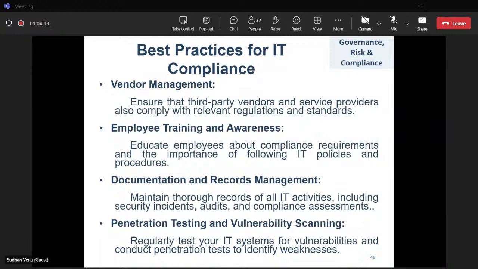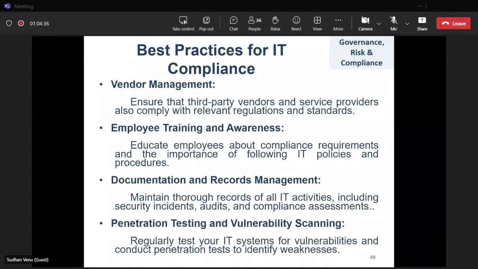And employee training and awareness: you must educate all the employees about the compliance requirements and the importance of following IT policies and procedures. And documentation and record management: maintain thorough records for all the IT activities, including security incidents, audits, and compliance assessments. And the next one is penetration testing and vulnerability scanning.